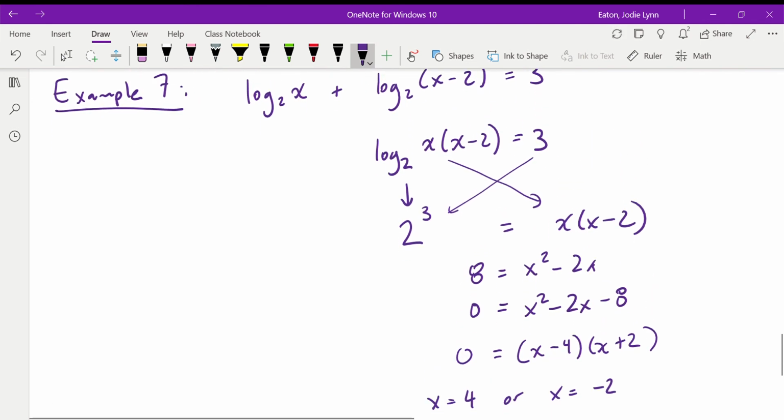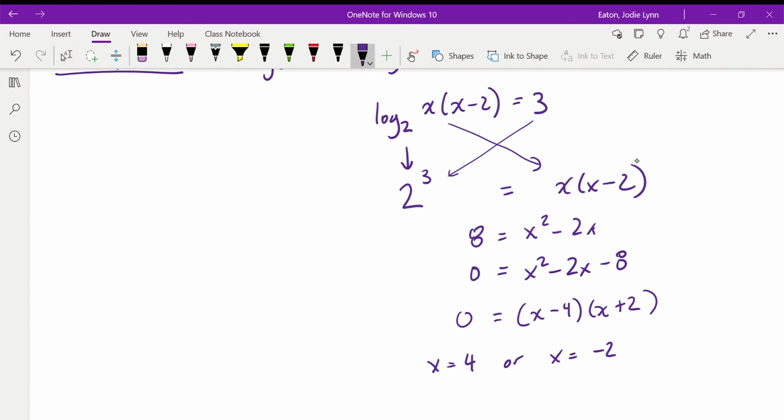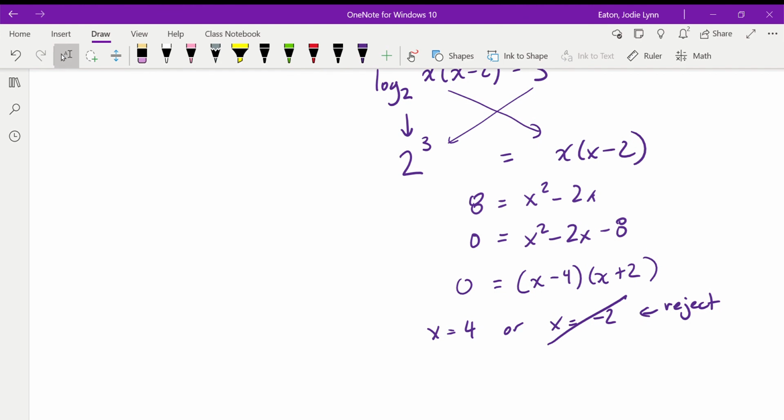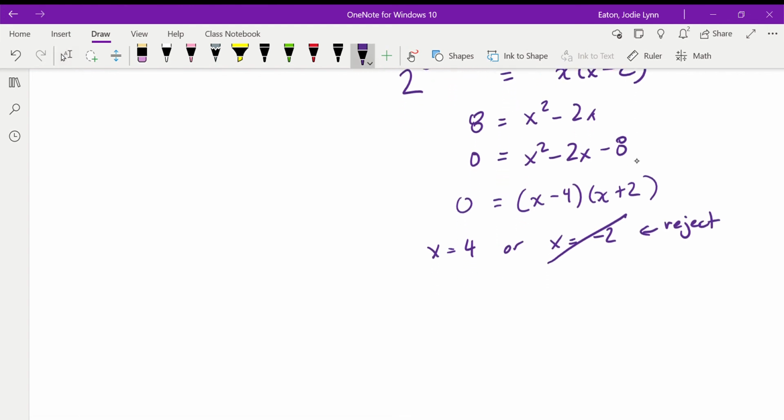But now we have to check. So if we use 4, 4 is positive and 4 minus 2 is also positive, but minus 2 is negative when we plug it in for x, and minus 2 minus 2 is even more negative. So we have to reject this solution because it gives us a negative inside the logarithm. We don't necessarily have to always reject negative answers. If you're taking log of negative x, a negative answer is actually the only kind of answer that would work. You just have to check to make sure your answer works in the logarithm and doesn't give you a negative inside the logarithm. Okay, two more properties.